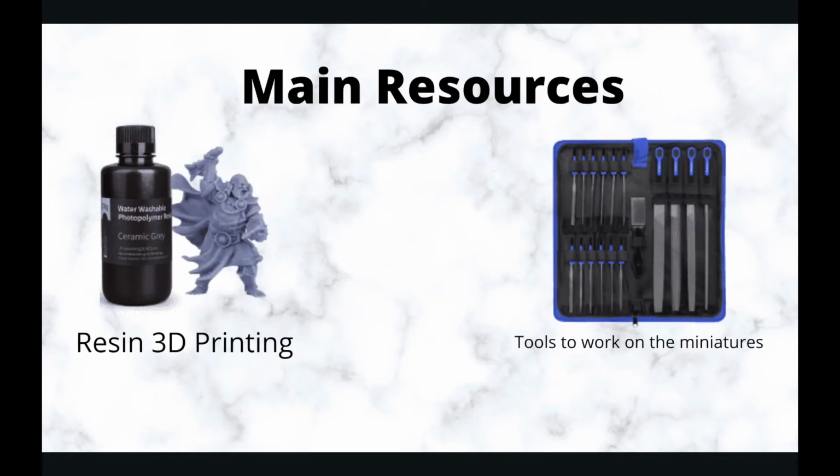We would also like to talk about the resources. The first one is the resin for 3D printing, and the other one is tools that will help us to work on the miniature. And another one that is not here because we think it's complementary, but it's the most important thing, is the 3D printers. The 3D printers are the machines that are going to build the figures, the miniatures.